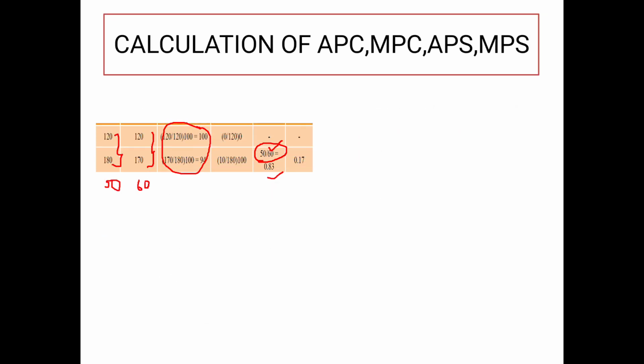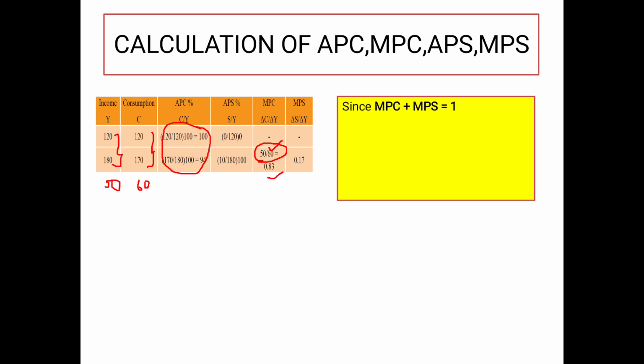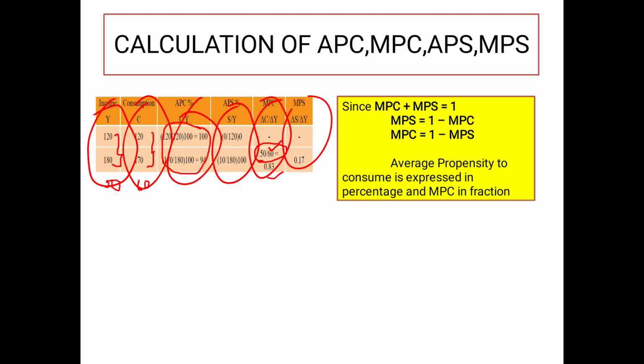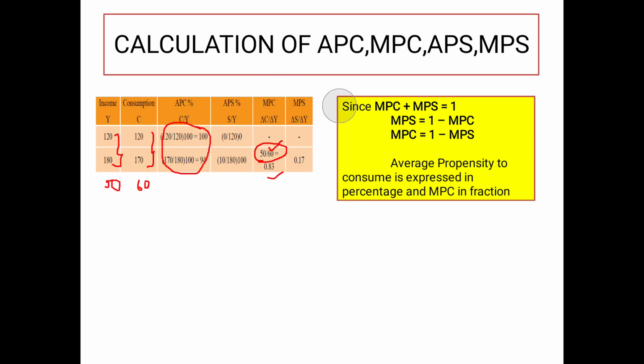So now we are going to see a calculation of the following. First you should know, you can see income given here, consumption, okay, C by Y, S by Y, change in C by change in Y, change in S by change in Y. So when we are calculating this, now look at it, we are going to do the calculation and we are going to derive the MPC.